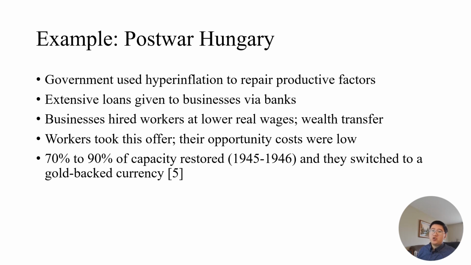And the workers had no choice but to do this because of their lower opportunity costs. They either had to do this or basically starve, as they had no soup kitchens because all their infrastructure was bombed out. And they ended this through a gold-backed currency, which ended the hyperinflation.